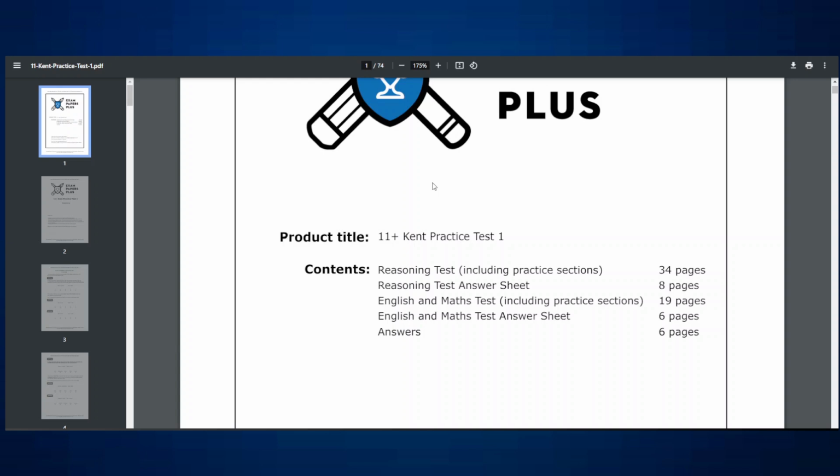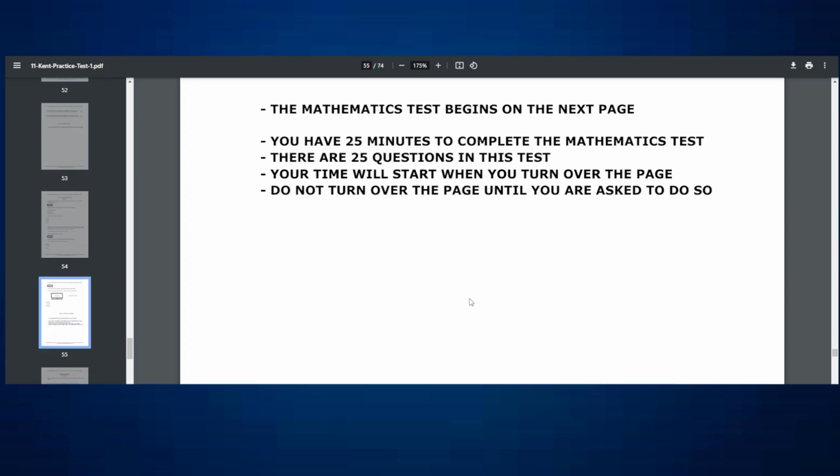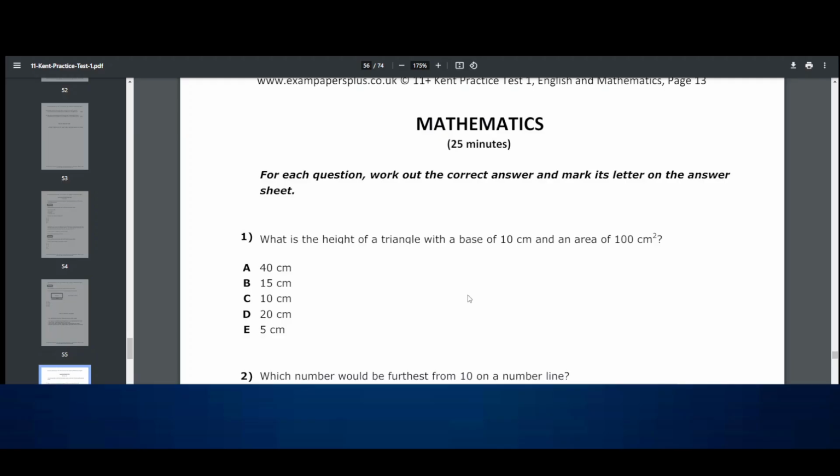In this video I will be looking at the maths questions. The maths test begins on the next page. You have 25 minutes to complete the maths test. There are 25 questions. Think of it as 1 minute per question.